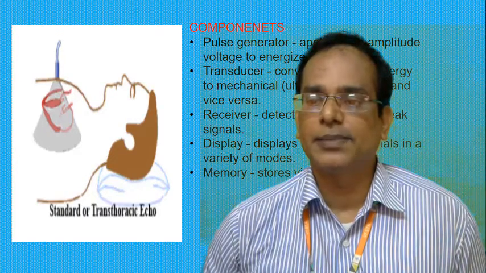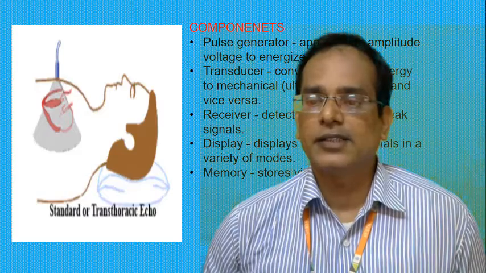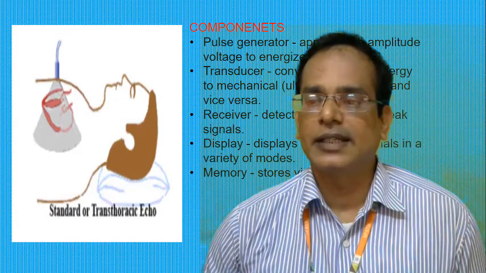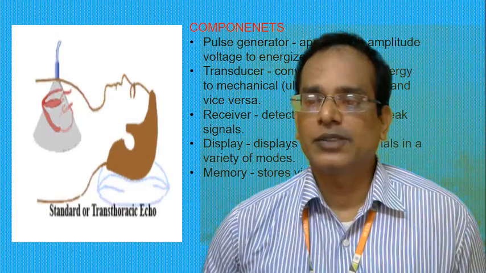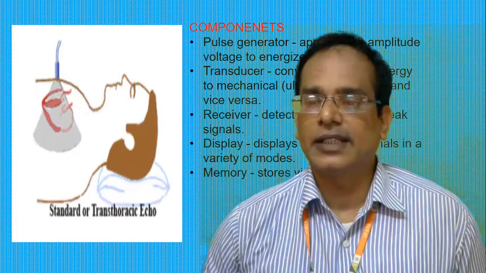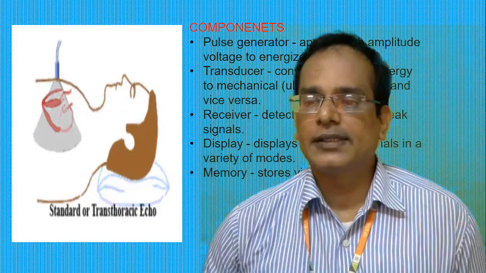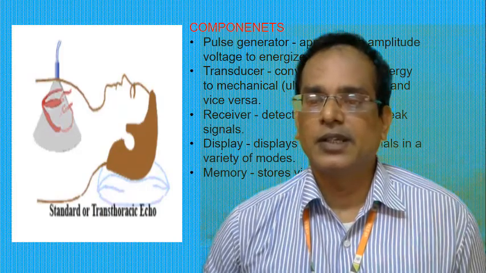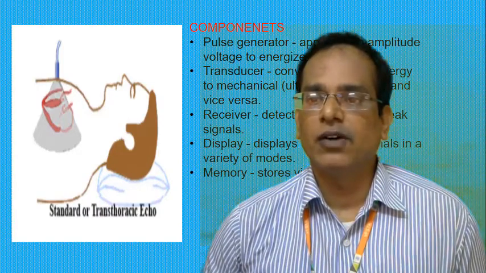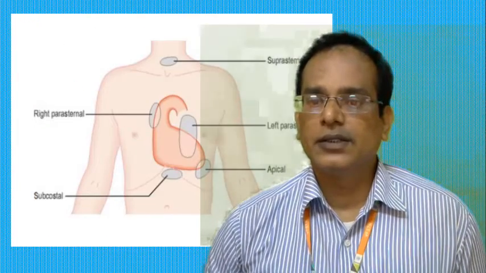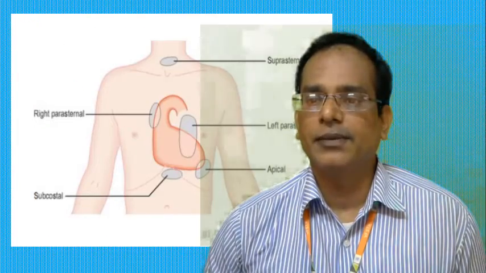The display shows the ultrasound signal in a variety of modes. We already know what the modes are: B mode scan, A mode scan, TM mode or M mode scan, or C mode. Every piece of information is stored with the help of memory, that is, memory stores the video display. So these are the main components involved in acquiring the echocardiogram images.